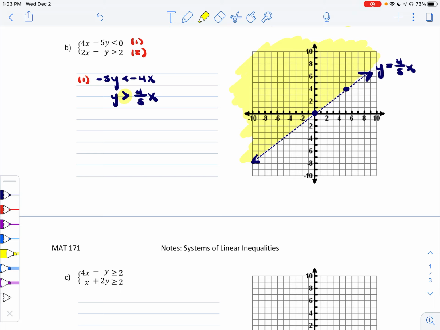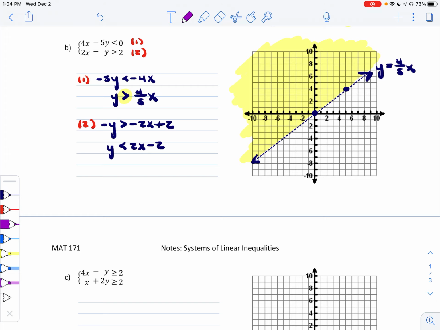Okay, now let's tackle our second equation. So looking at the 2x minus y is greater than 2. Again, putting it in slope-intercept form. So subtract the 2x over. We get a negative y is greater than negative 2x plus 2. And then divide by negative 1. And remember to flip your inequality again because we're dividing by a negative. So y is less than 2x minus 2.